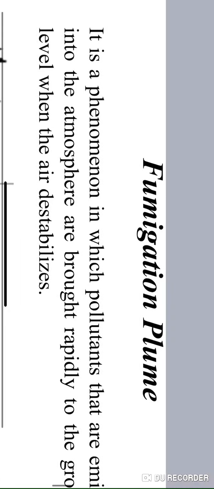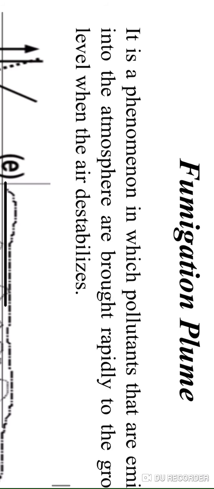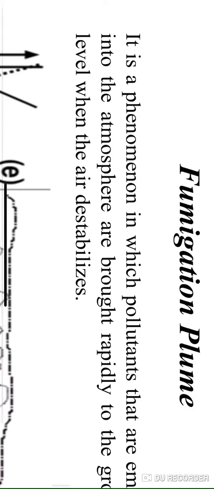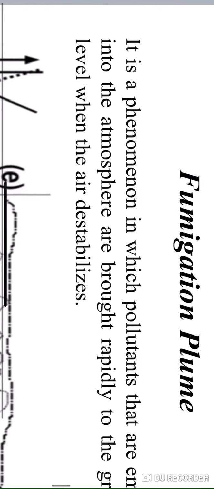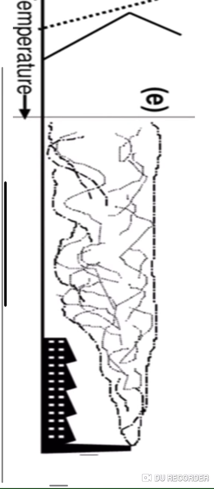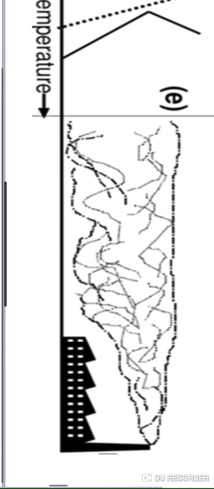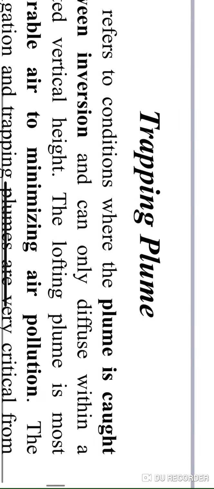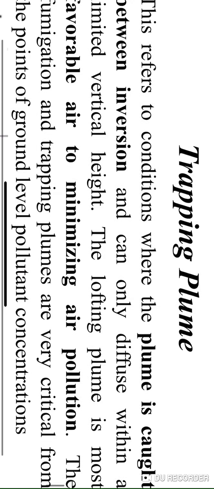Then the fumigation plume. It is a phenomenon in which pollutants emitted into the atmosphere are brought rapidly to the ground level when the air destabilizes. Here there is a subsidence inversion above the ground layer, not close to the surface. Because of that, there will not be movement above the stack height. So below the stack height, the entire pollutant starts mixing, and because of that, the residents get affected in that case.